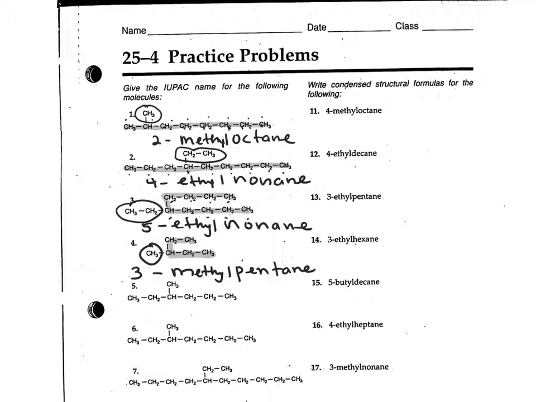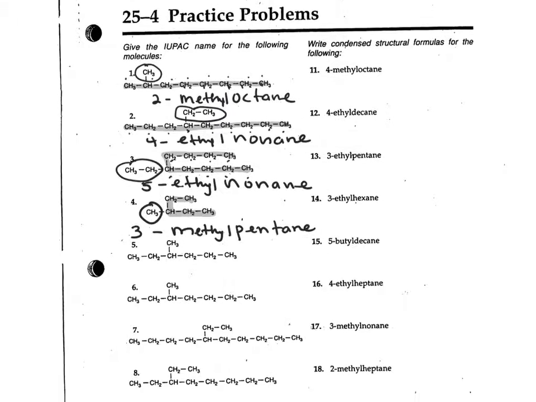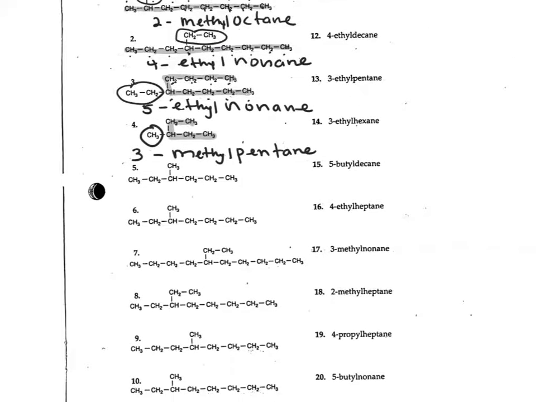Let's see. I'm going to skip down a little ways here. Try to find something a little different. How about number 7? So number 7, I count straight across. I could count like that. I could count like that. Which way is going to give me the longest number? Probably straight across.